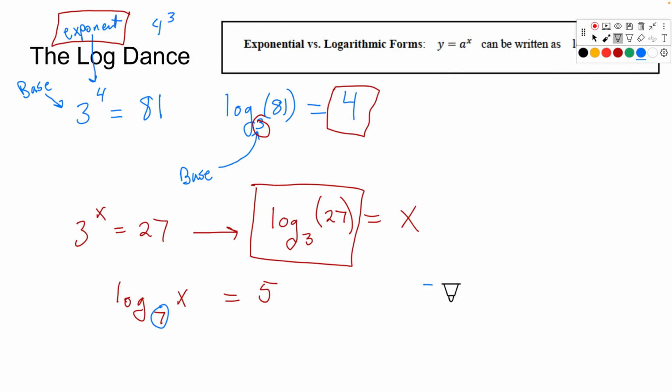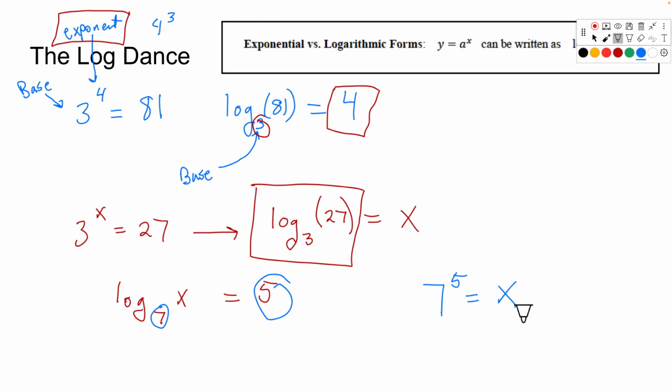7 is the base. What is the exponent? The answer is the exponent. And then the leftover thing is here. I just solve for x. And I could take 7 to the 5th power. I'm going to get some big number. I'm not even interested in what it is. But I could do that, right? I could take 7, and I've solved.